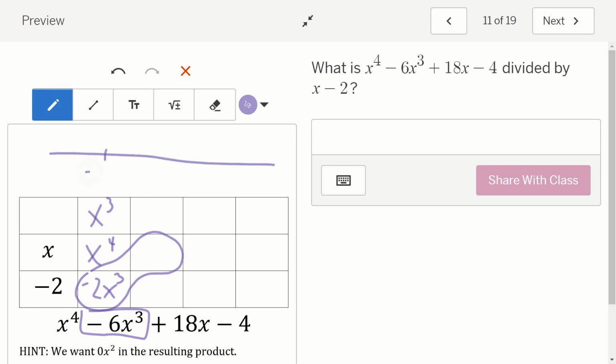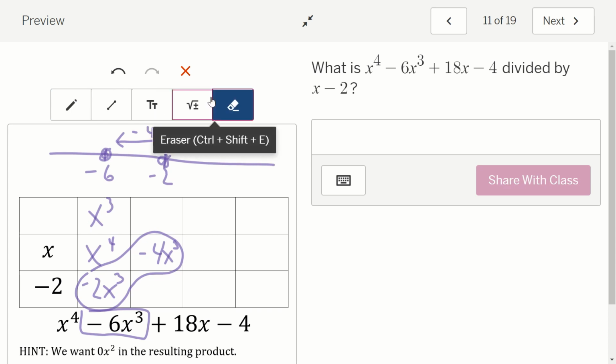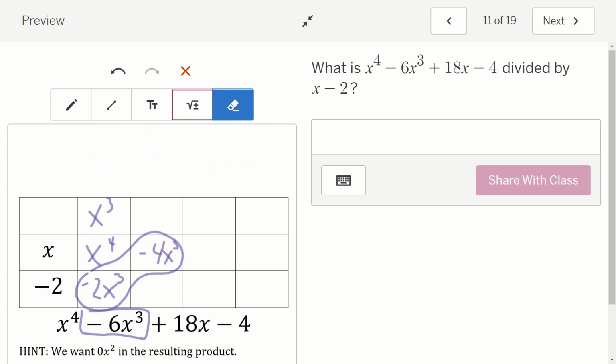These two together need to add up to negative 6x to the 3rd. I want a negative 6. I am at negative 2. How do I get from where I am to where I want to be? I need to go 4 units to the left, meaning this will be negative 4x to the 3rd. Repeating the process. Let me erase my number line. If you guys need to do little number lines all over the place, that's totally fine.